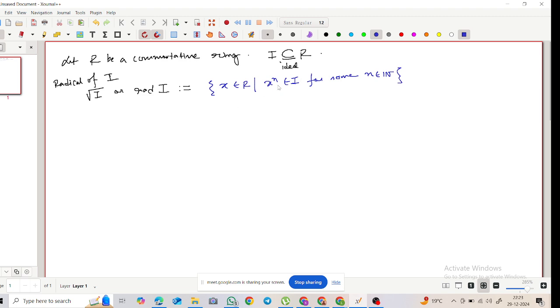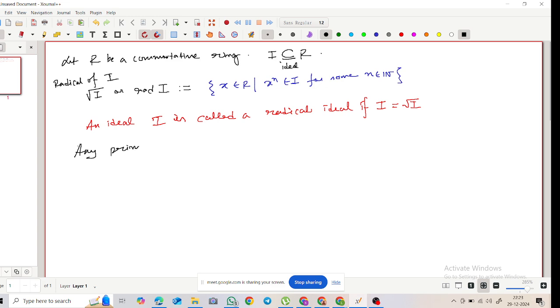Now an ideal I is called a radical ideal if I is equal to root I. One immediate observation is that any prime ideal is a radical ideal.